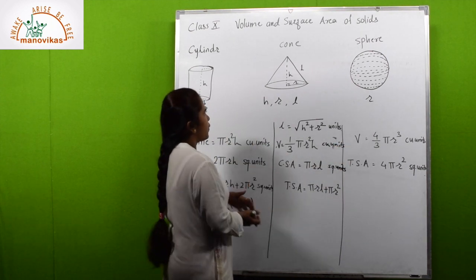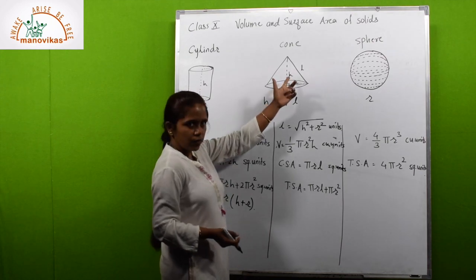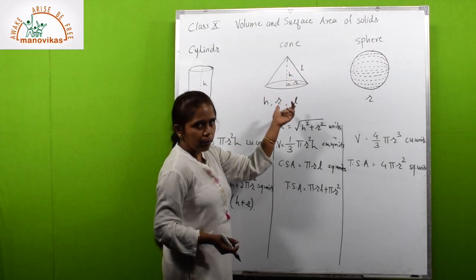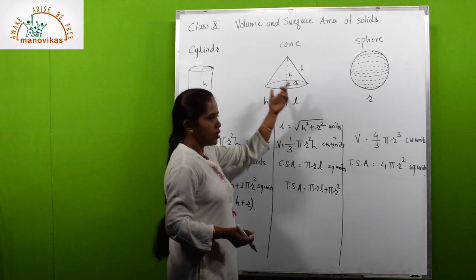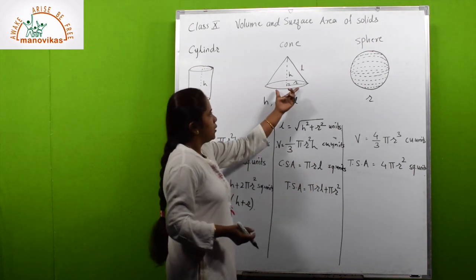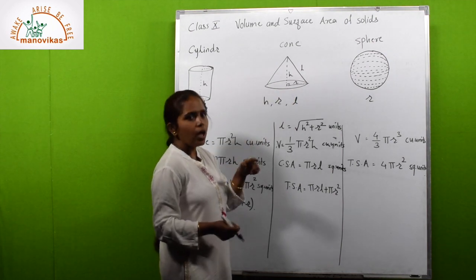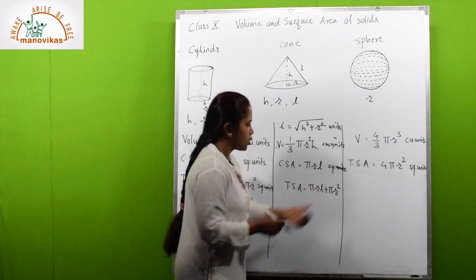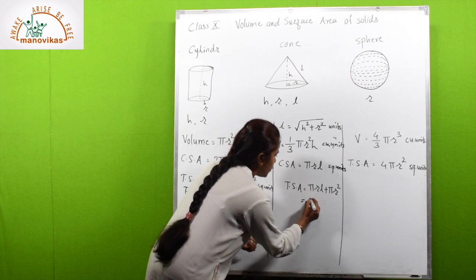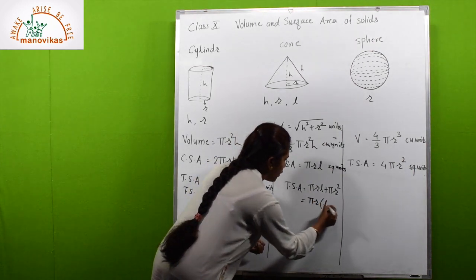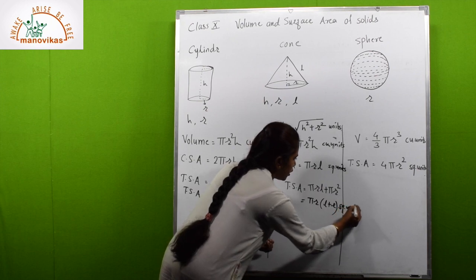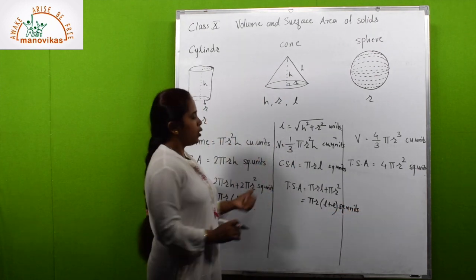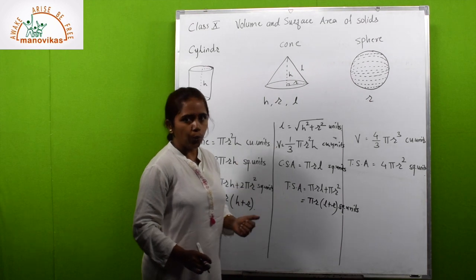Now total surface area. Total surface area is again the curved surface area plus the area of the base, that is the bottom circular part. So pi rL is the curved surface area plus the base is circular, so its area is pi r square. So here again if you take pi r common, (L plus r) remain, square units. This is the formula for total surface area of the cone.